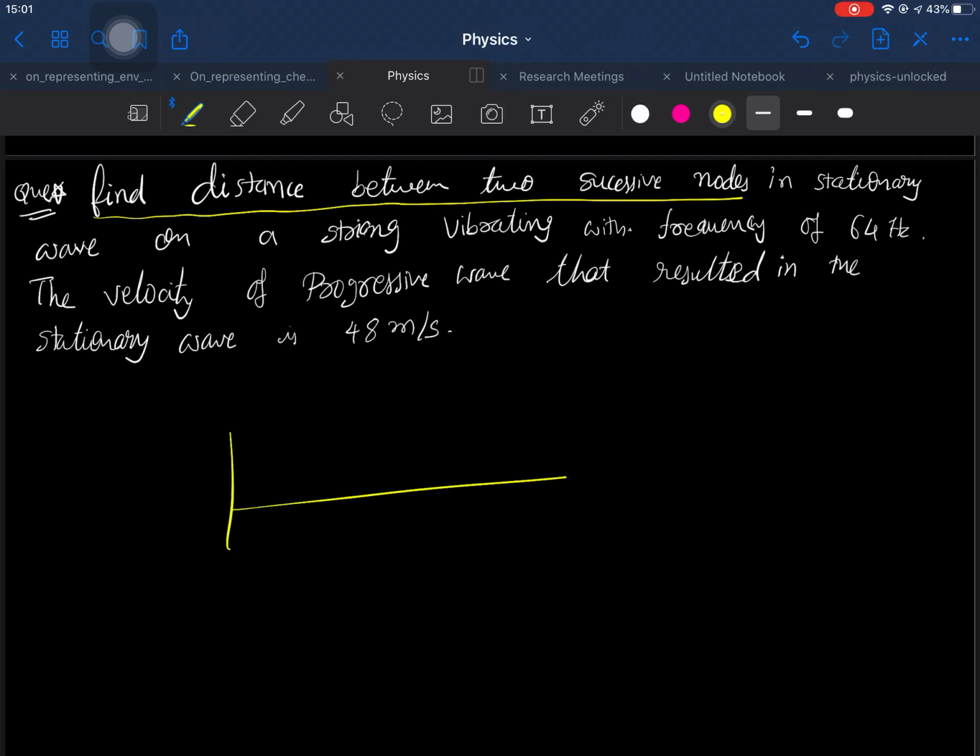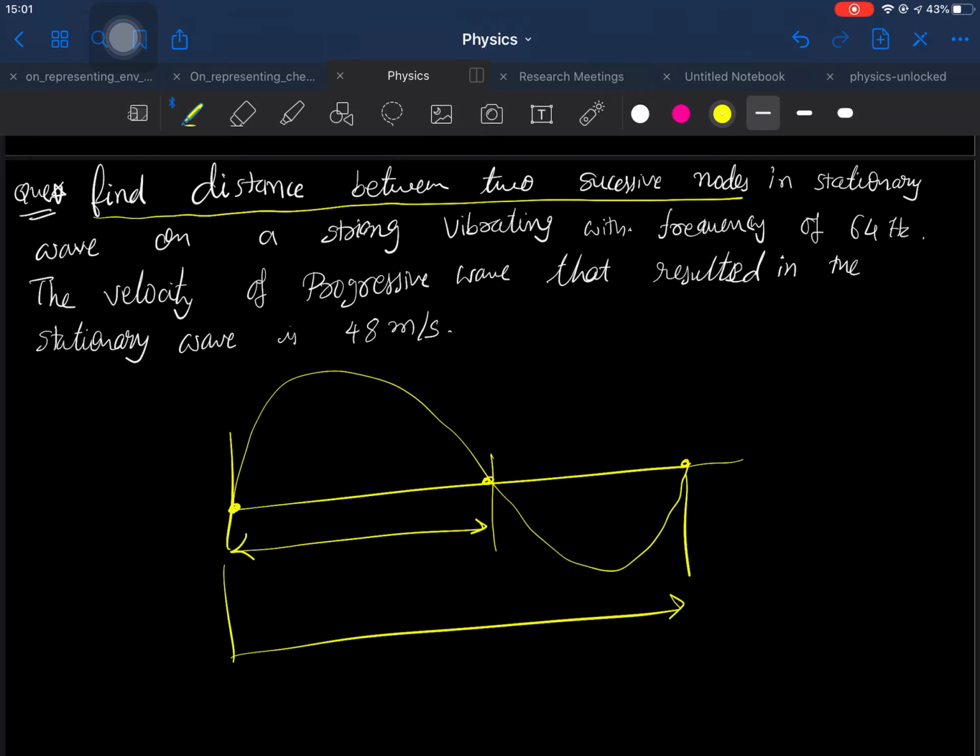You should know what you're talking about. Just draw it like this. This is one nodal point, this is one nodal point, this is one nodal point. They are asking what is the distance between two nodal points. Generally if this is the wavelength, lambda, then what is this? Lambda by 2. Just keep this in mind when you do the numerical, that's all.